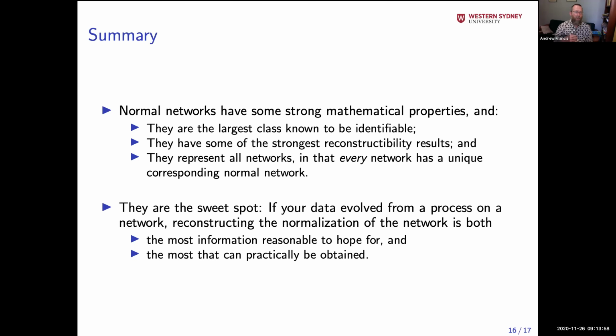So my feeling is that they are the sweet spot, because if your data evolved from a process on a network, then your normalization is the most information you can reasonably hope to obtain, because you can't really hope to get more than the visible vertices. But it's also the most that can practically be obtained, because there's no other way to capture that other information, except adding additional data, I might say.